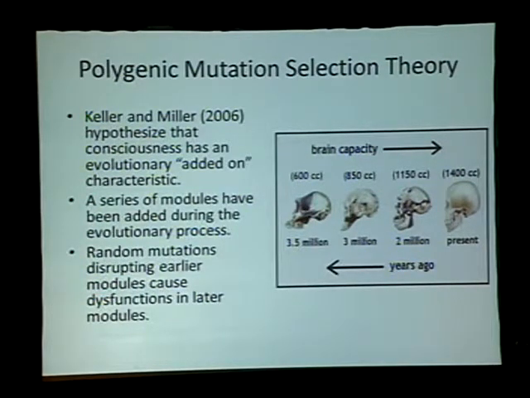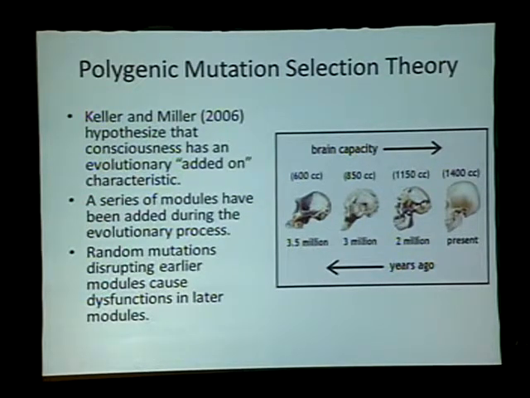Consciousness is evolving, and layers of modules are being added on over time, like the ability to symbolize and to use linguistic ability. A series of modules have been added on during the evolutionary process. Random mutations disrupting earlier modules cause dysfunctions in later modules, because the brain's a really interconnected whole.